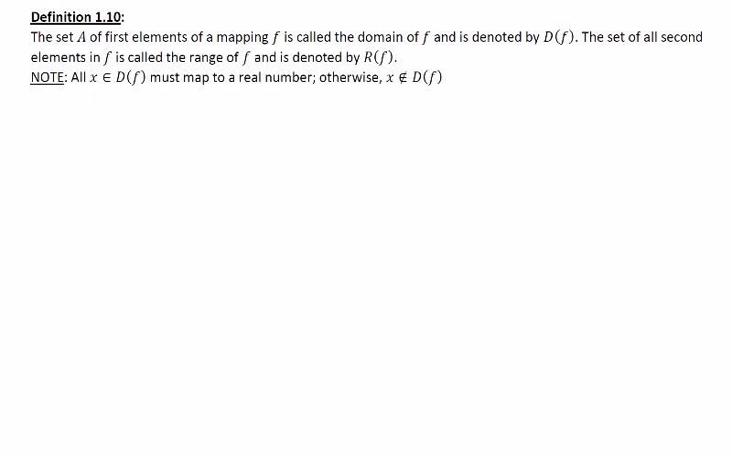Definition 1.10 is going to give us some more specifics about the mapping notation and some other vocabulary that we can use when discussing mappings and, more specifically, functions. When we talk about a mapping, we always talk about a first set and a second set. Now, this definition tells us that while yes, we typically call set A the first set, it is also known as the domain of F. So rather than always calling it the first set, we can now call it the domain of F.